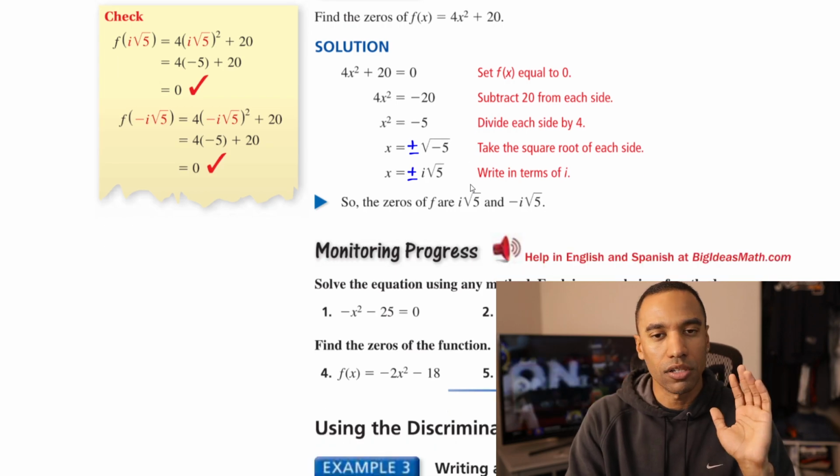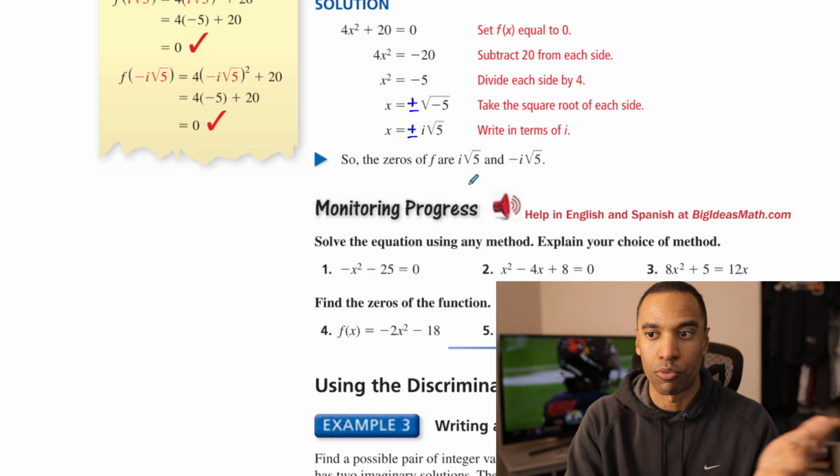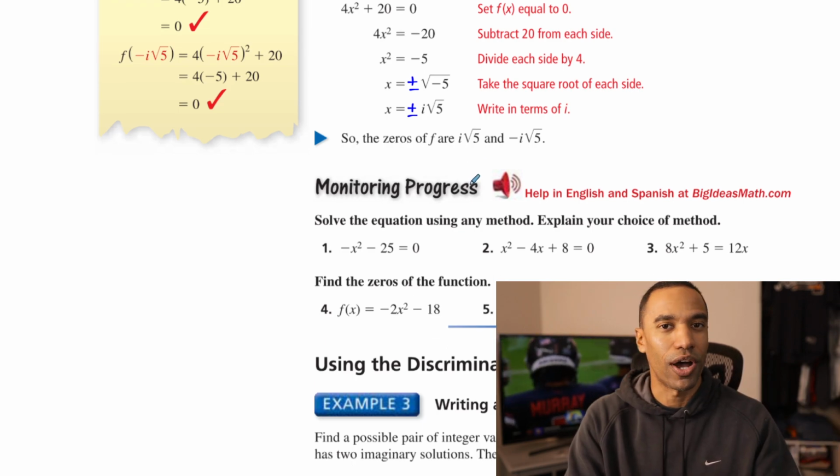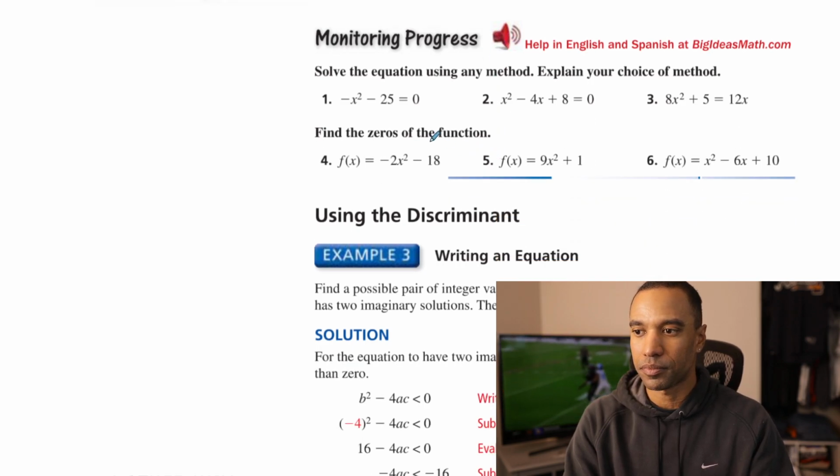Now, I don't know if all of these are going to have only complex solutions. Maybe every so often you just have real solutions to remind yourself. Guys, you don't just put i in an answer just because. You put i in an answer because you take the square root of a negative.